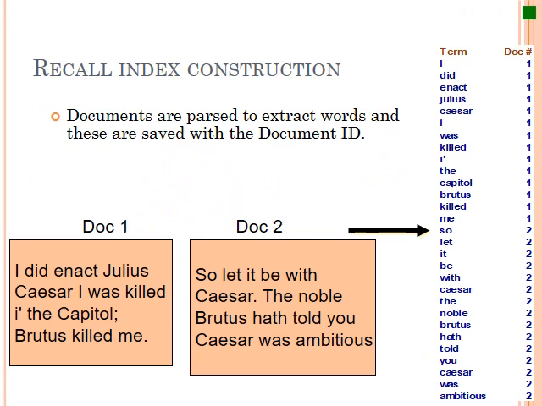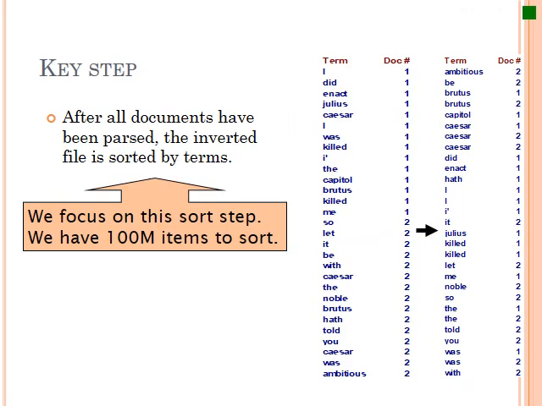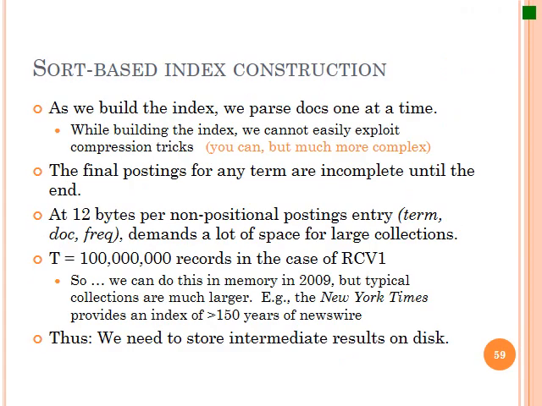Recall how we constructed the index last time. We take the documents, lemmatize them, and then form a list of all words and the document IDs that they appear in. Then we sort it. When we build the index, we parse the documents one at a time. So while building the index, we cannot easily exploit compression tricks. We will talk more about these compressions later on.